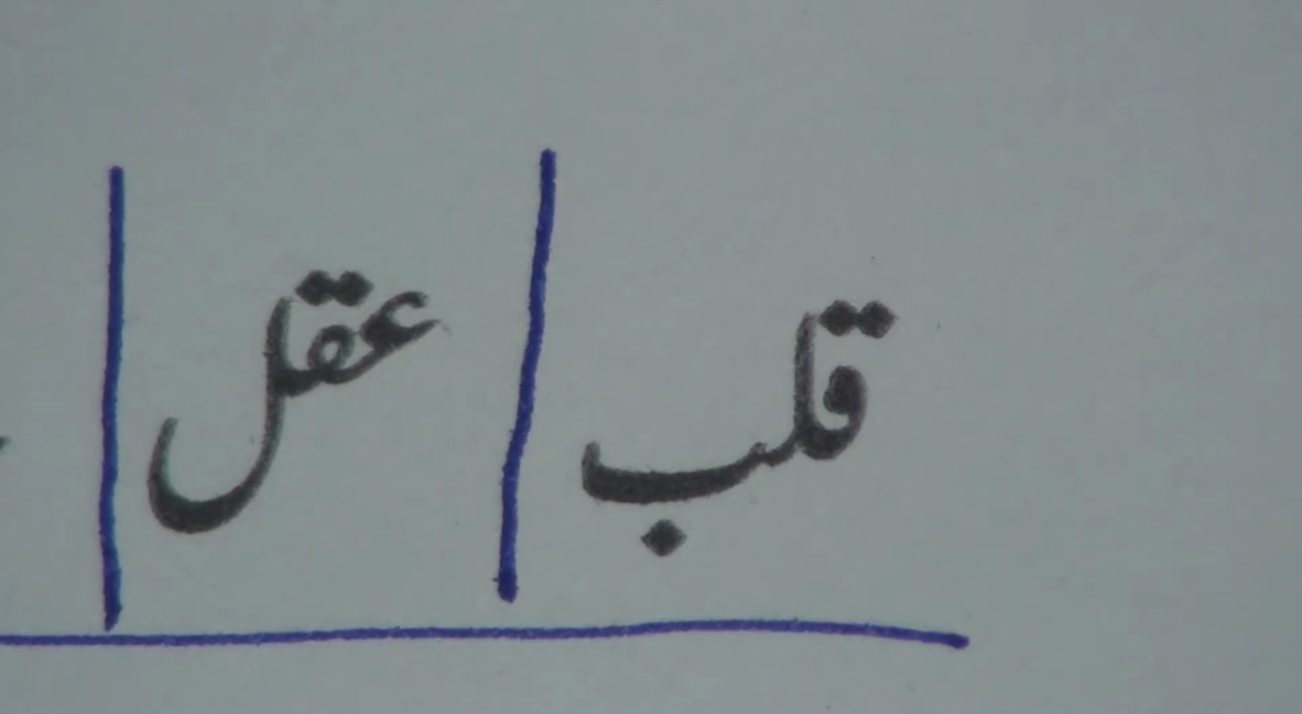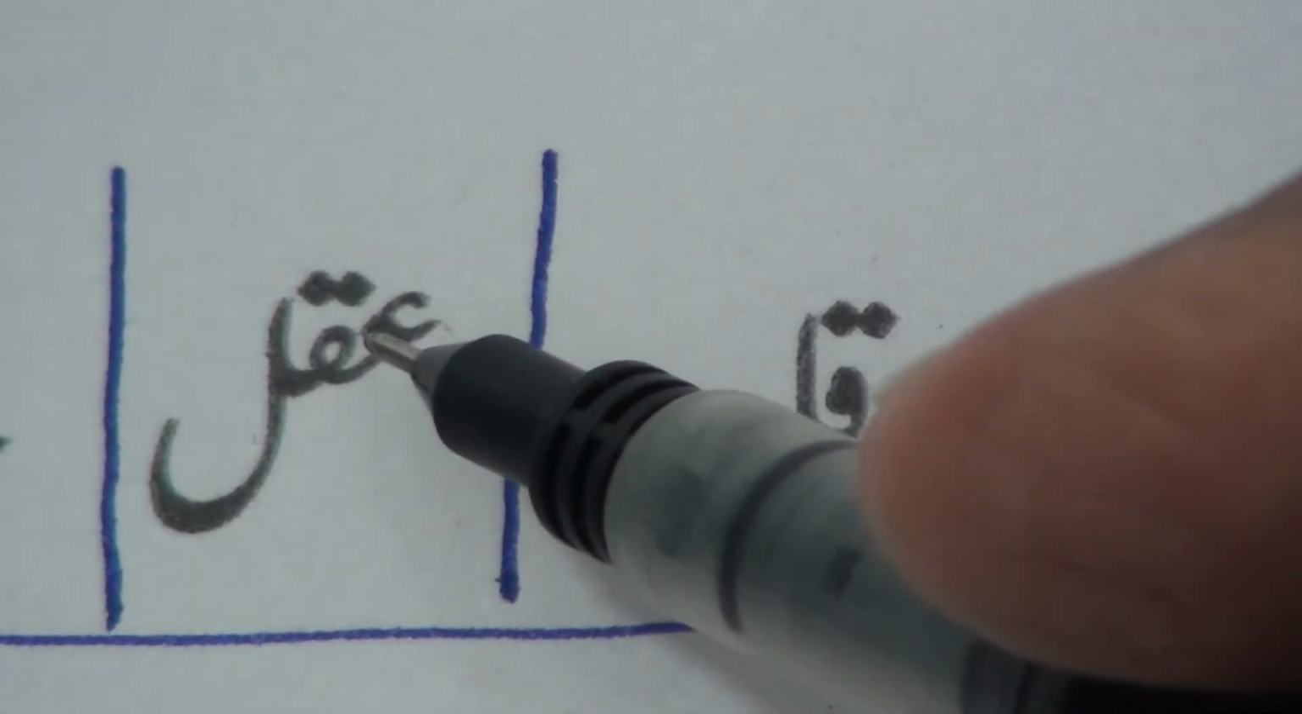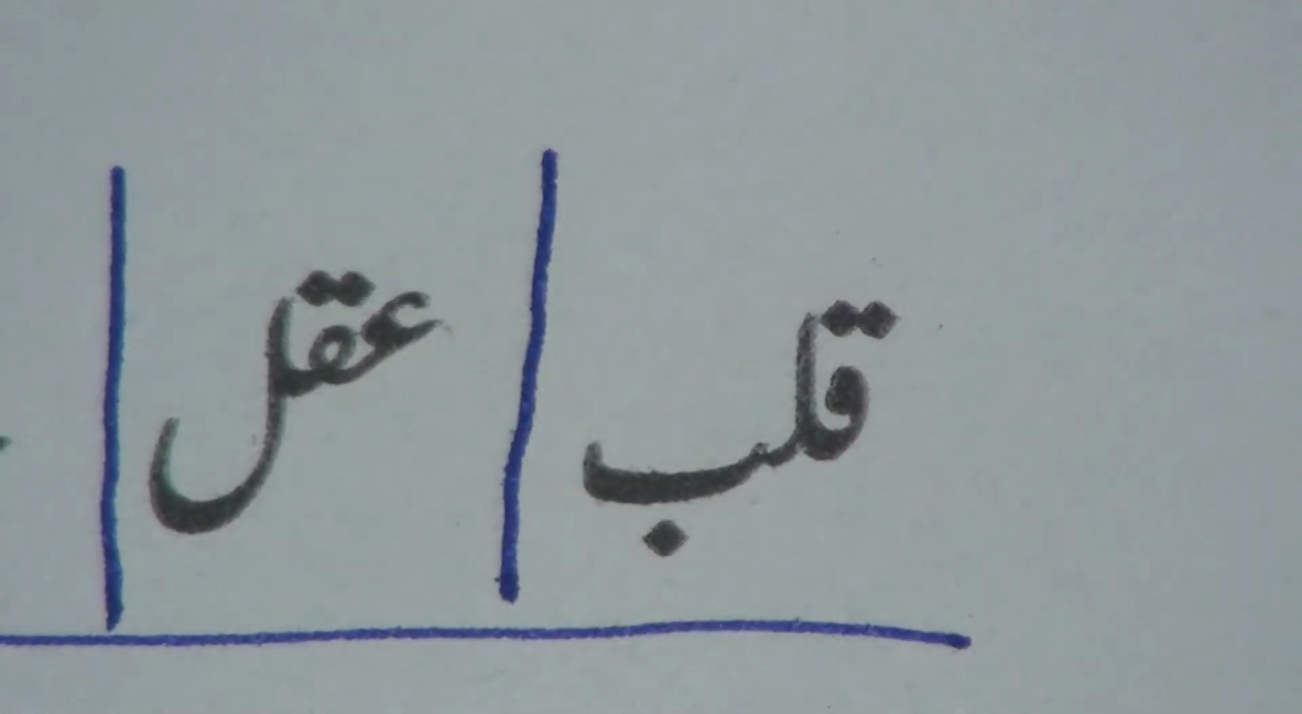Aql. The second word is aql. Ain, qaf, lam, aql. In this word, qaf is in the middle of the word. Aql means wit, mind. Qalb means heart.